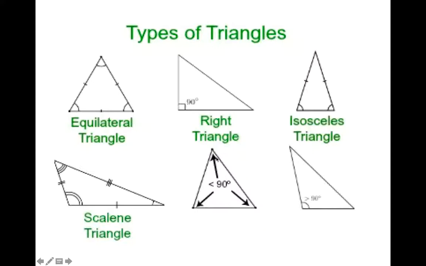The next one, we see the angles are marked as being smaller than 90, so we call it an acute triangle. And lastly, this one has a distinctive feature of having an angle that's greater than 90 degrees. So we call this one an obtuse triangle.